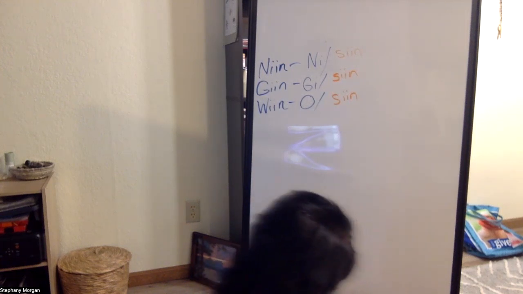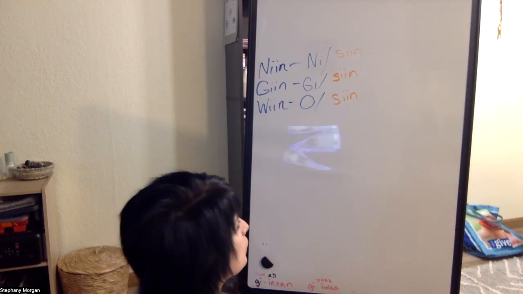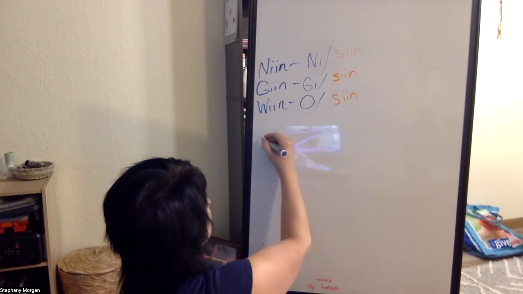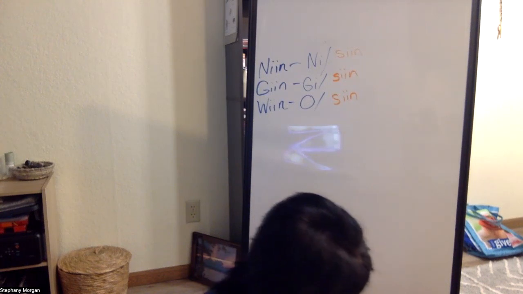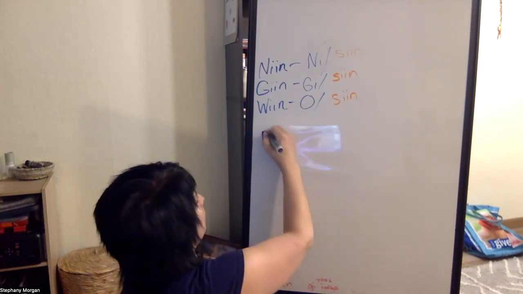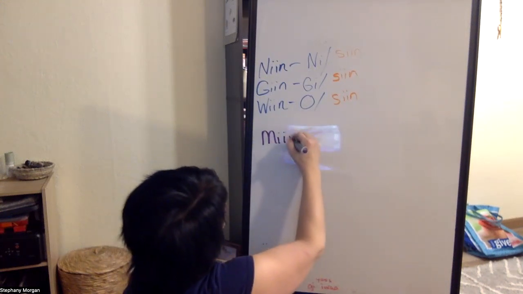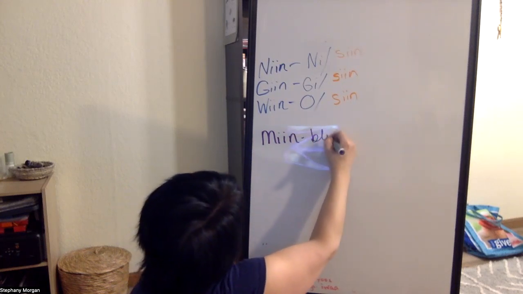So let's see. We need an object. Miin is a blueberry. Miin. Blueberry.